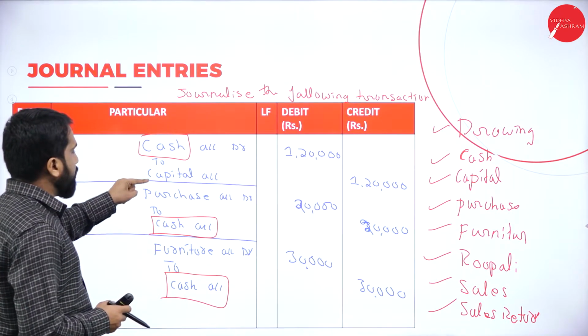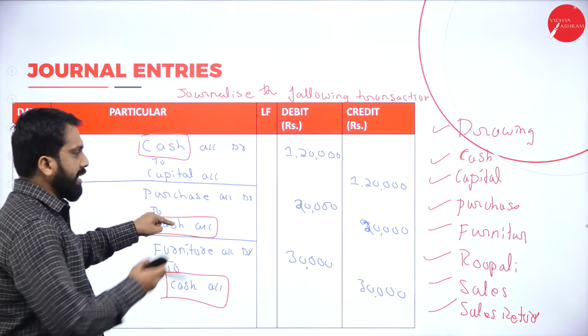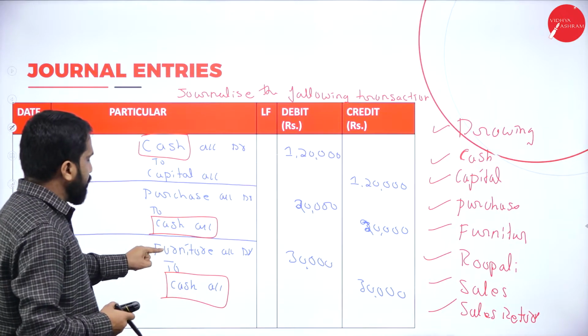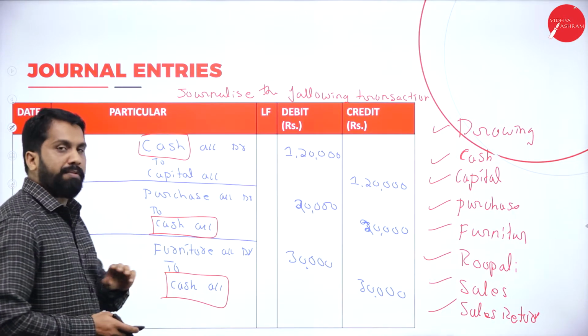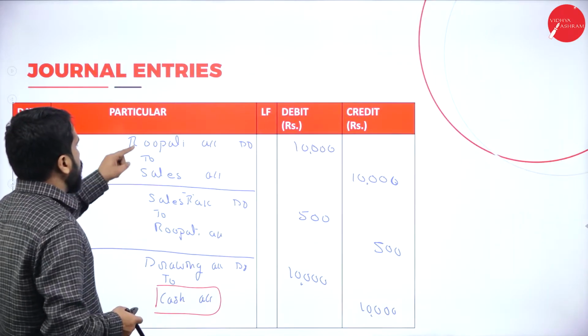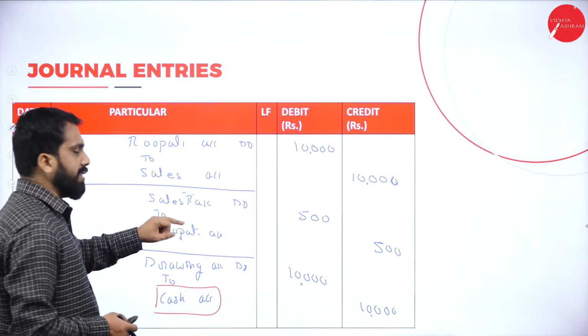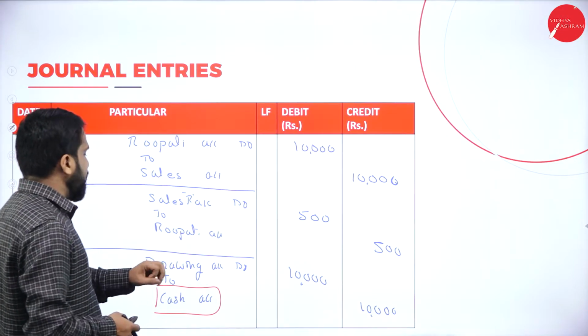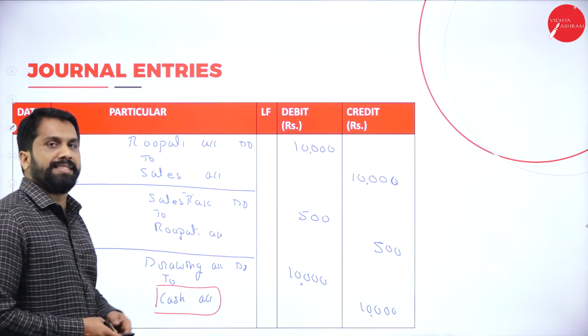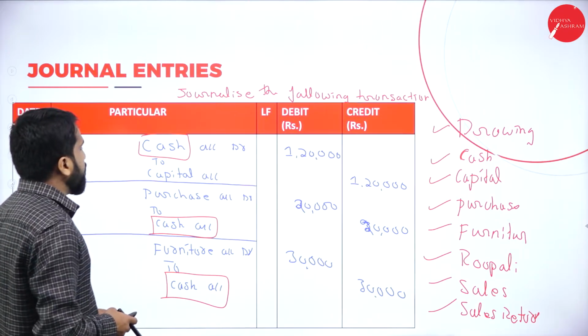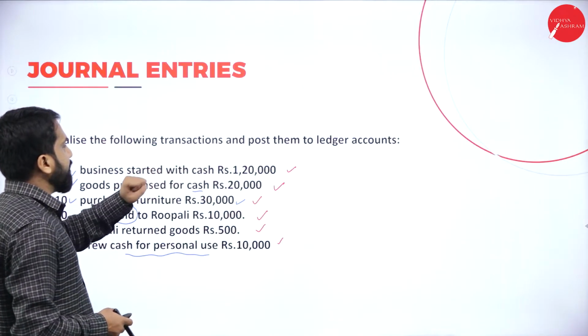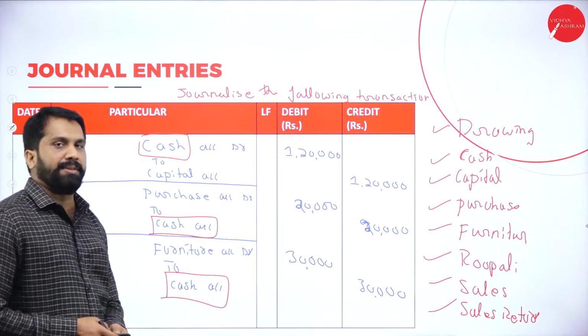Like cash, capital, purchase. Cash is repeated, again we will not take cash. Furniture, cash again repeated, we will not consider. Rupali, we will write. Sales, we will write. Sales return, we will write. Rupali, it is repeated. Drawings, we have to write. Cash, it is repeated. Now, first, which one will we prepare? We will prepare the cash account.